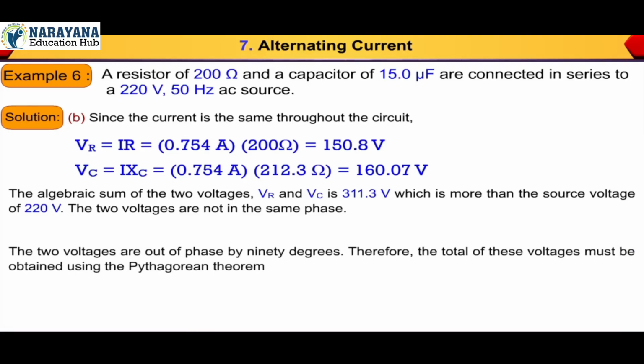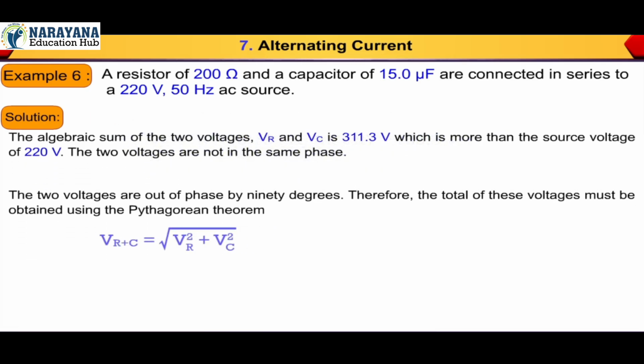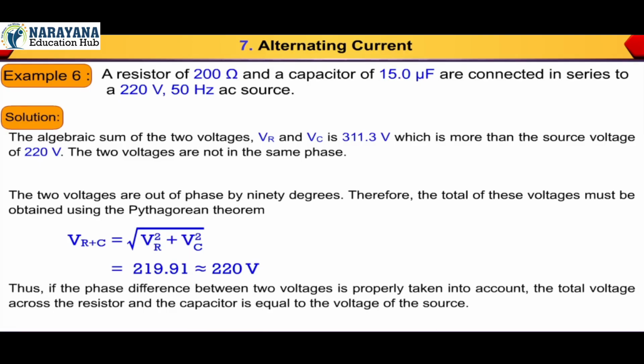The two voltages are out of phase by 90 degrees. Therefore, the total of these voltages must be obtained using the Pythagorean theorem. VRC is equal to square root of VR square plus VC square is equal to 219.91, which is approximately equal to 220 volt. Thus, if the phase difference between two voltages is properly taken into account, the total voltage across the resistor and the capacitor is equal to the voltage of the source.